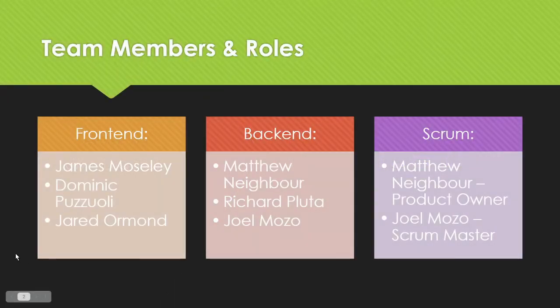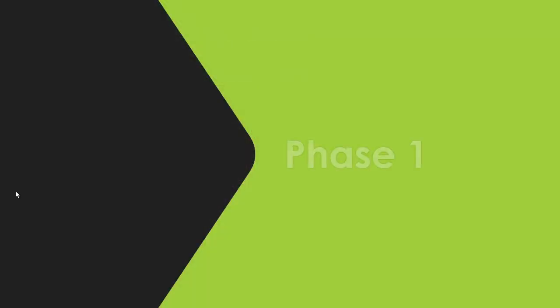Now for our team members and roles. For the front end team, we had three people: me, James Mosley, Dominic, and Jared. For the back end team, we had Matt, Richard, and Joe. And then for our Scrum team, we had Matt be our product owner, and we had Joe as our Scrum master. Now I'm going to go into the start of our phase one, our project development process.